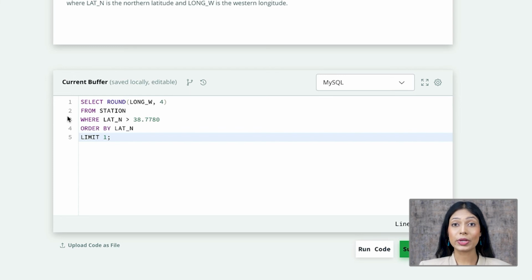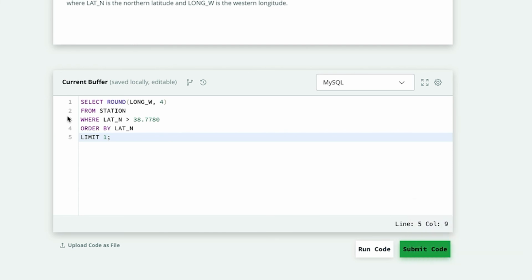In the previous question, we applied filter condition where LAT_N is less than 137.2345 and sorted the result by descending order of LAT_N. But in this question, we have to apply the filter condition where LAT_N is greater than 38.7780 and sort the result by ascending order of LAT_N. This problem can be solved by using the query: SELECT ROUND(LONG_W, 4) FROM STATION WHERE LAT_N greater than 38.7780 ORDER BY LAT_N LIMIT 1.